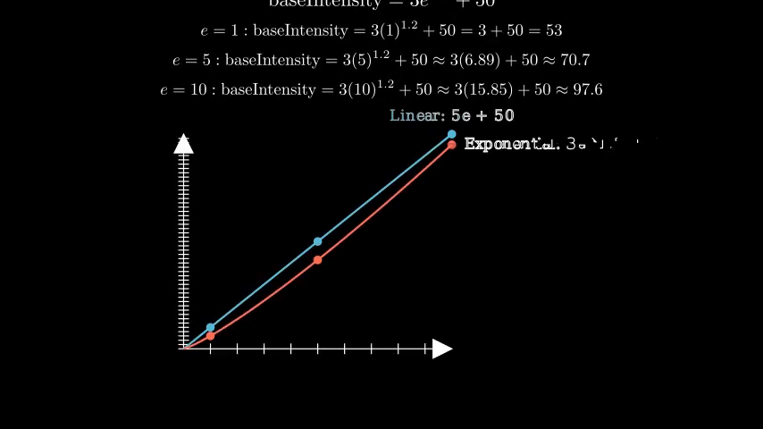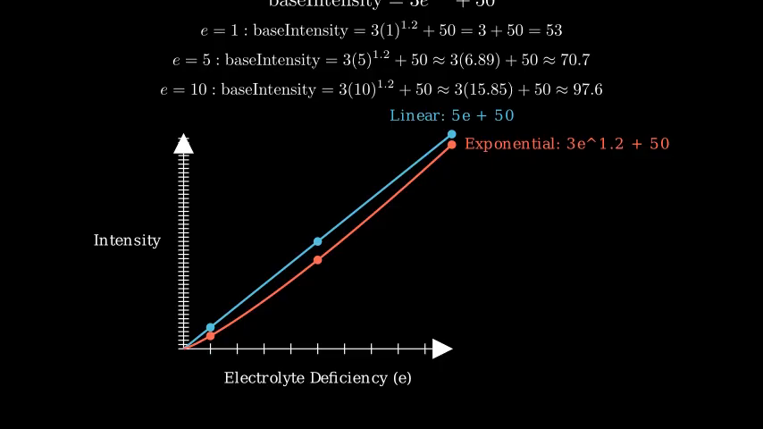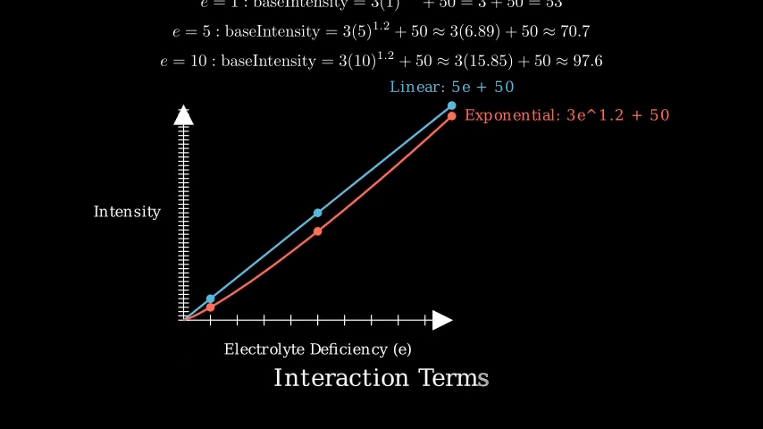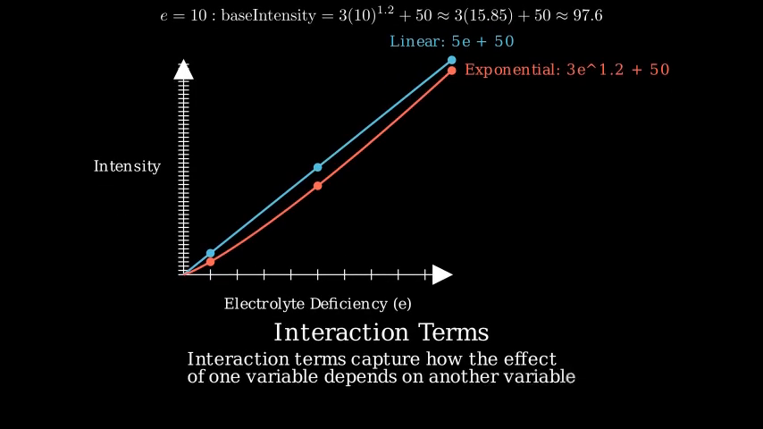As we can see, the intensity increases more rapidly as the deficiency increases, which might better model how the body responds to increasing electrolyte deficiencies. Another way to improve our model is by considering interaction terms. Interaction terms account for situations where the effect of one variable depends on the level of another variable. This is particularly important in biological systems, where factors often don't operate independently.